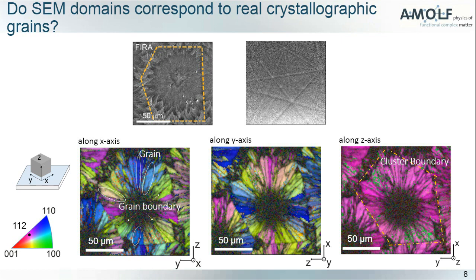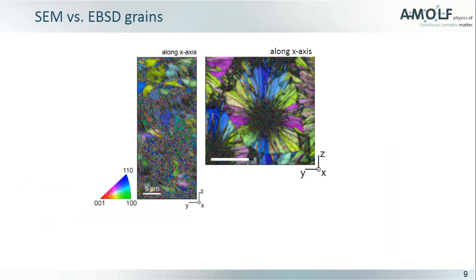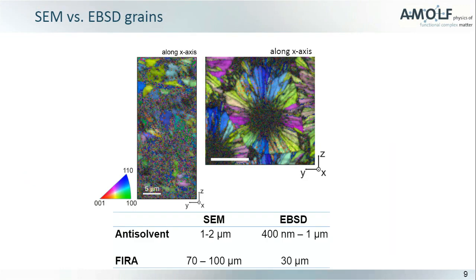This is quite important because it means that not always what we see in the SEM is actually a crystallographic grain. So we should be very careful when we are imaging and talking about grain size with perovskite. Then we performed the same experiment also on the anti-solvent sample, and what we found is that the apparent grain size in the SEM is much larger compared to the real one.